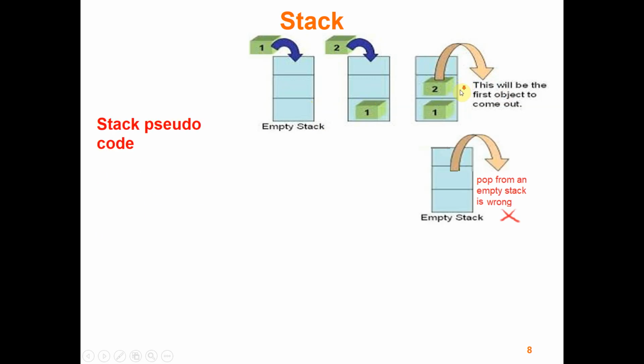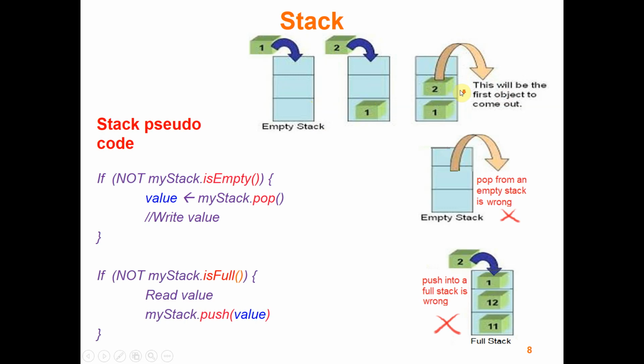There are 2 things that we have to make sure we follow when we want to push or pop. When we want to pop from a stack, we have to make sure that we don't have an empty stack, because if you have an empty stack, there is no element to be removed. So whenever we want to pop, this is a requirement that we have to check: if the stack is not empty, we can pop it.